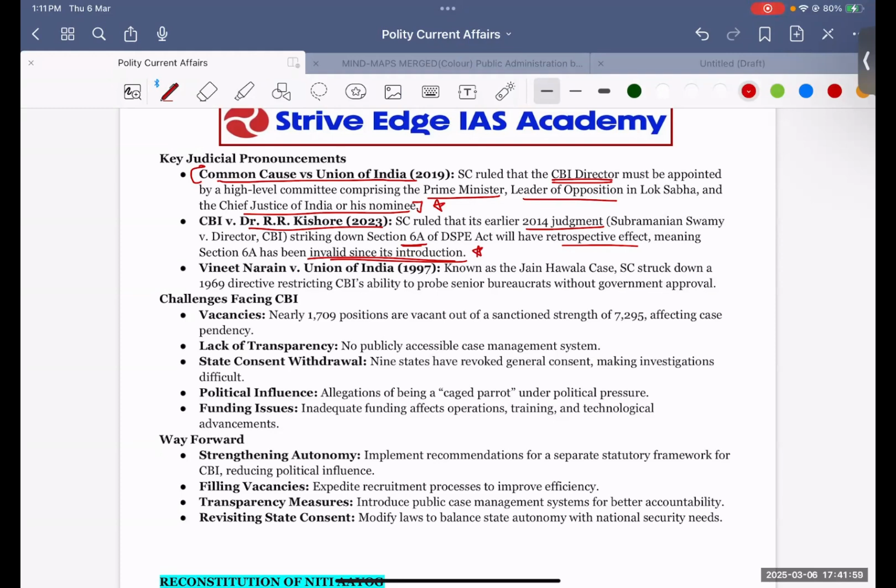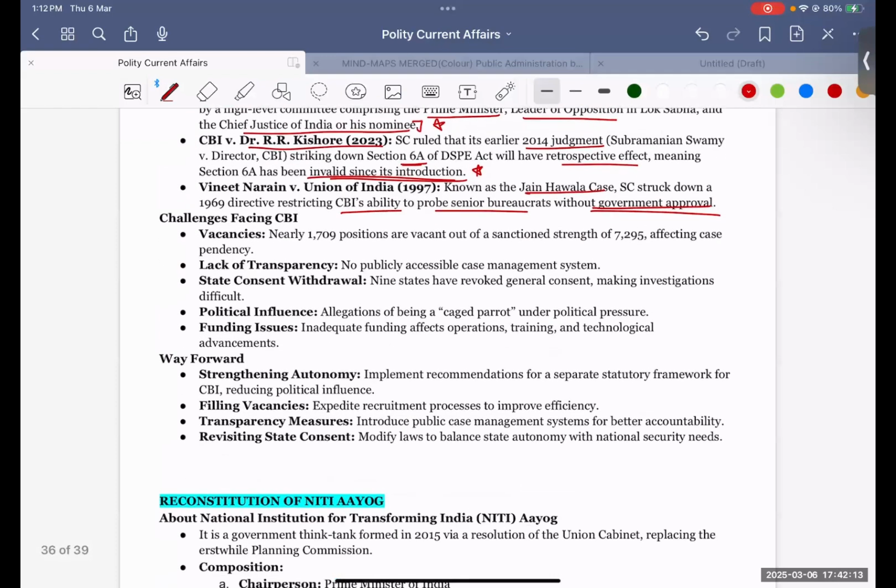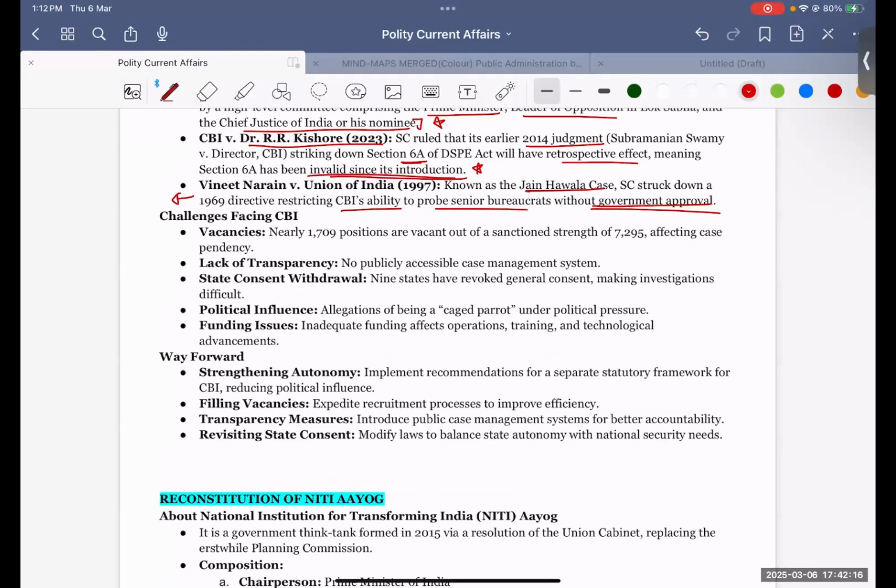Okay, Vineet Narain versus Union of India, it is known as the Jain Hawala case. The SC struck down a 1969 directive restricting the CBI's ability to probe senior bureaucrats without government approval. Okay, so this particular case is important because it gives special power, as in autonomy, to the CBI. What becomes important, guys, is this case, autonomy to CBI, and also the articles that we talked about.